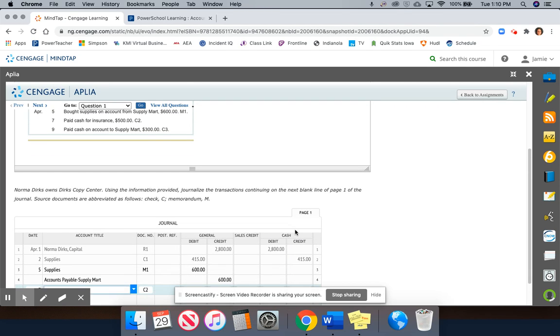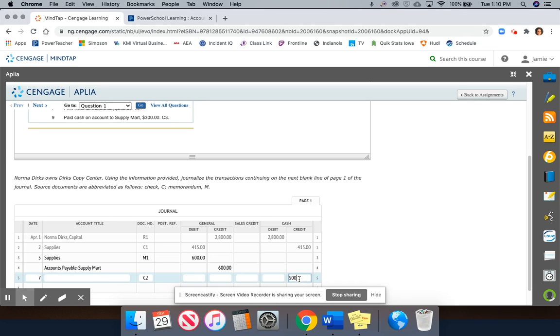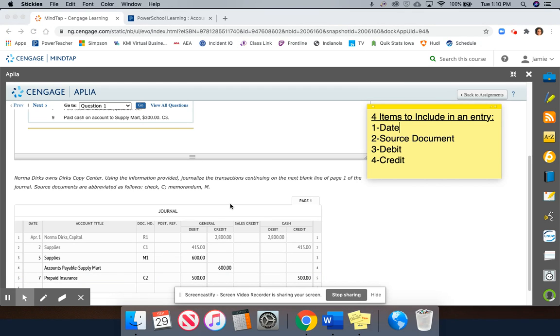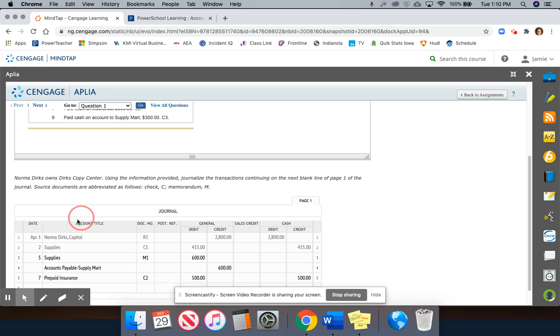So I'm going to credit cash to decrease the asset, credit cash for 500. And then I'm going to debit, you have to have a debit and a credit, prepaid insurance, a debit of 500. So we have the 4 things included in a transaction: the date, a source document, a debit, and a credit. Remember, whatever account is in the account title column is labeling the corresponding number in the general columns. So prepaid insurance, a debit of 500.